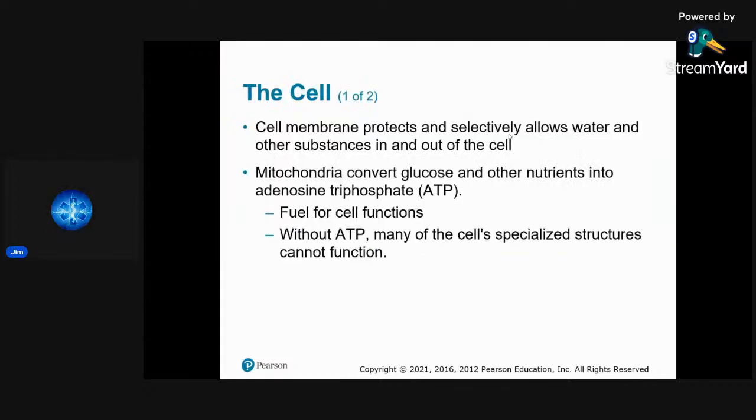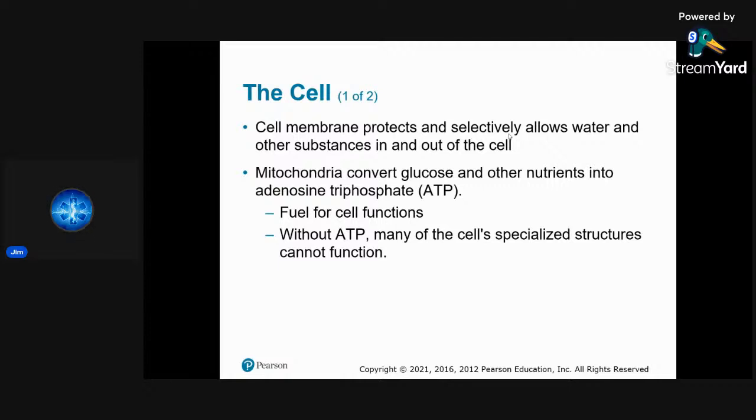The cell. The cell membrane protects and selectively allows water and other substances in and out of the cell. For example, sodium, potassium. It lets glucose in. It lets other electrolytes in.